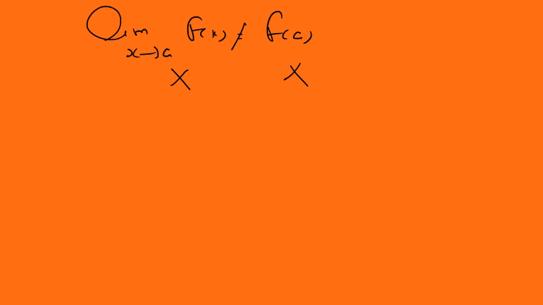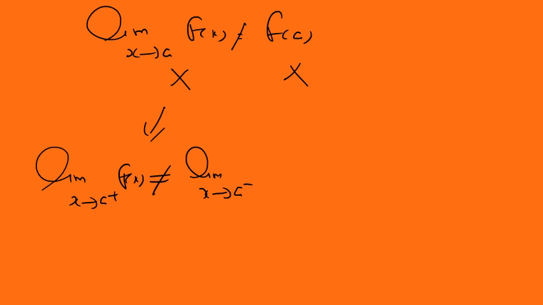ഒന്നുകിൽ limit x tends to a f of x ഡിഫൈൻ ചെയ്യും. ഈ limit x tends to a f of x എപ്പോഴാണ് ഡിഫൈൻ ചെയ്യാൻ പറ്റാത്തത്? ചില കേസിൽ limit x tends to a plus f of x not equal to limit x tends to a minus f of x ആണെങ്കിൽ നമുക്ക് എന്ത് പറയാൻ പറ്റും? ആ ഫംഗ്ഷന്റെ അല്ല, അതിന്റെ ലിമിറ്റ് ഡിഫൈൻ ചെയ്യാൻ പറ്റൂല.